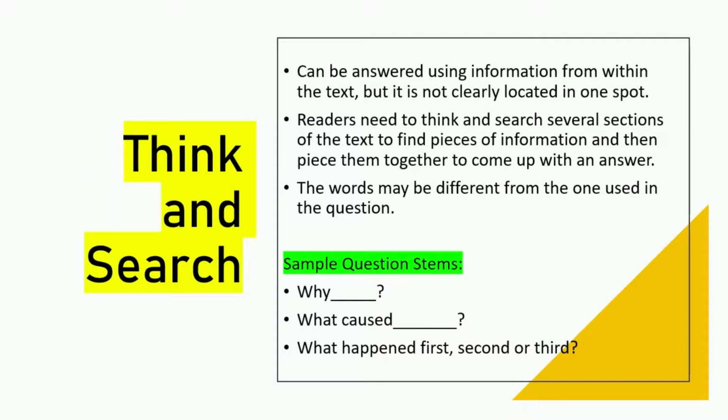The second type is think and search. The questions can be answered using information from within the text, but it is not clearly located in one spot. It means the answers are in the text, but readers need to think and search several sections of the text first to find pieces of information and then piece them together to come up with an answer. The words may be different from the ones used in the question. Sample question stems are why, what caused, what happened first, second, third.